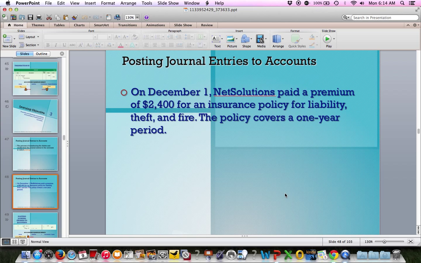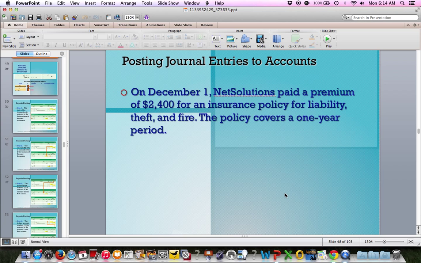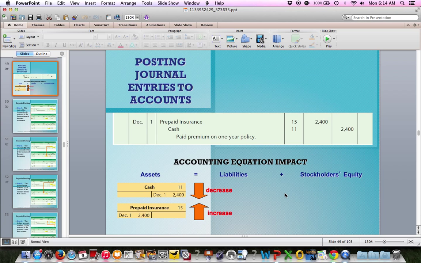And so now we're getting into December for Net Solutions. So now it's a new journal entry, and they're going to buy an insurance policy. It says for liability, theft, and fire for a 1-year period, and they're going to pay $2,400 for that insurance policy. Okay, and because it's an expense they're paying for in advance, let me say that better.